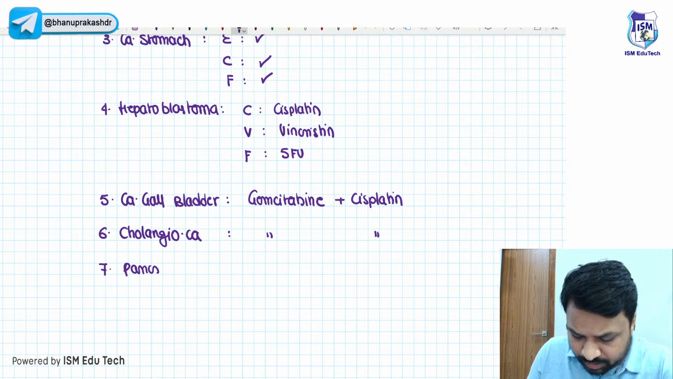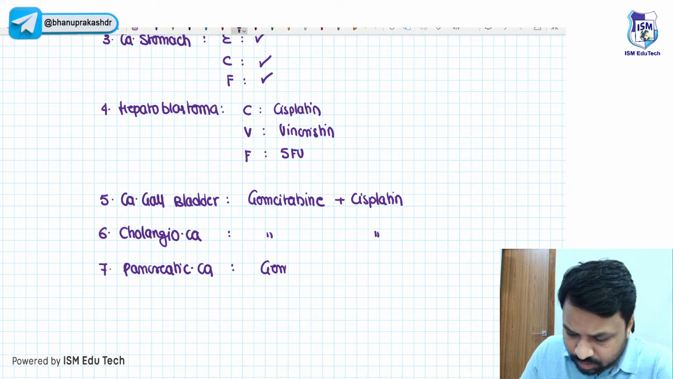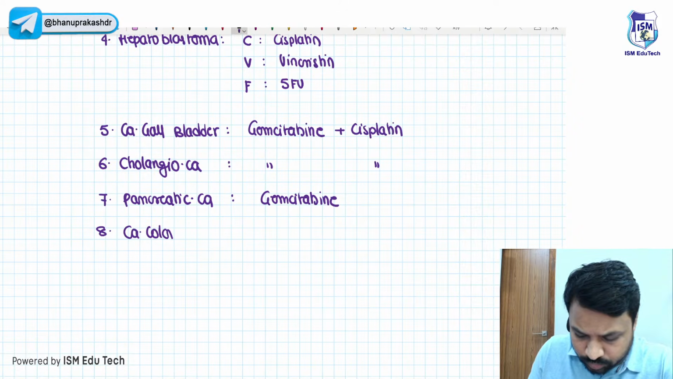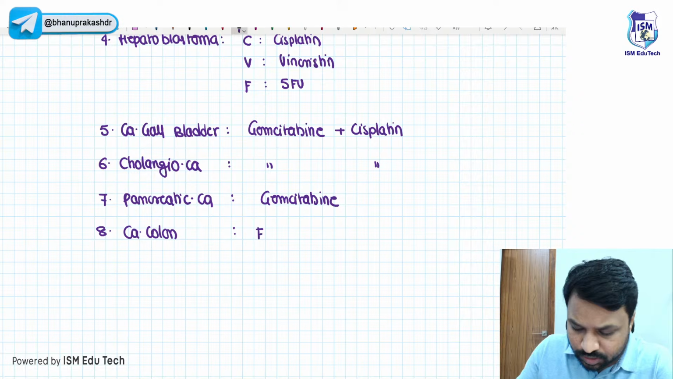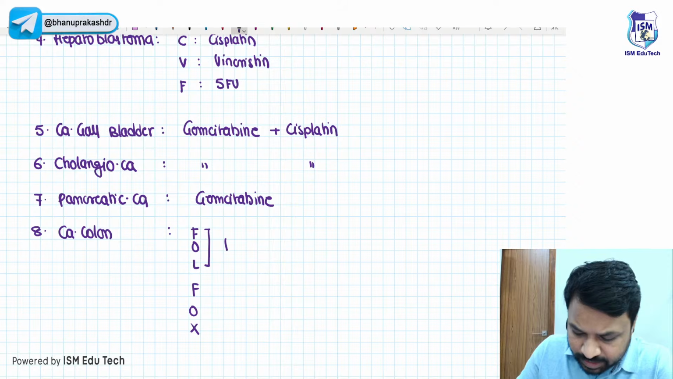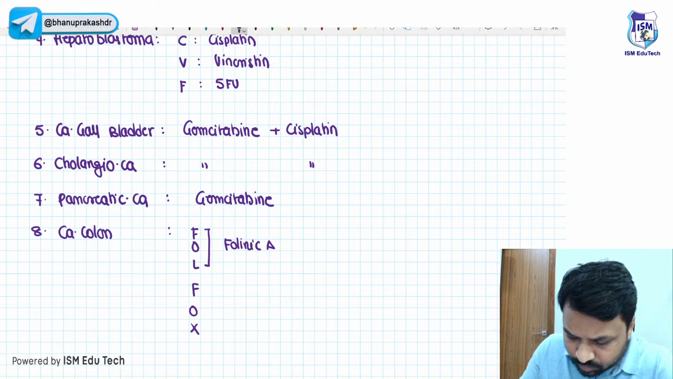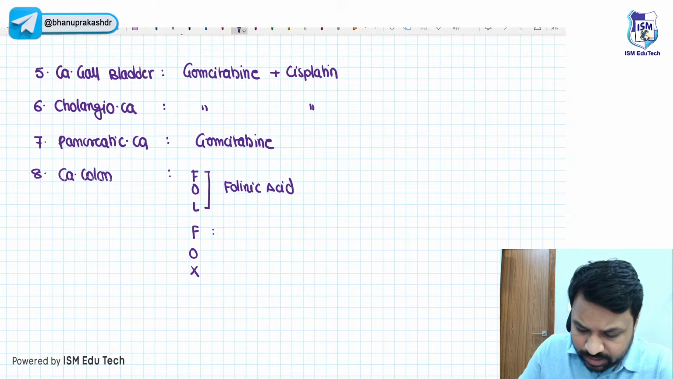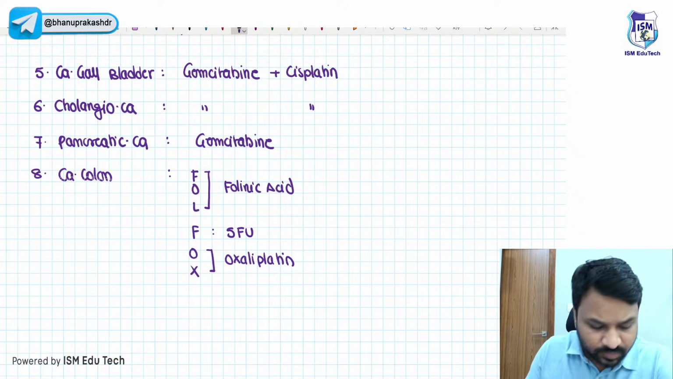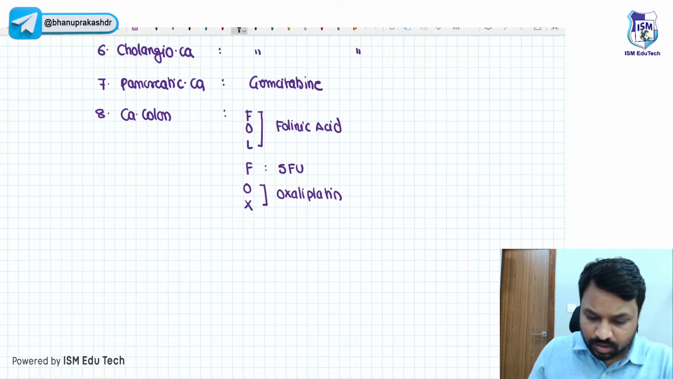For pancreatic cancer, it is gemcitabine. For cancer colon, we have FOLFOX. Fol stands for folinic acid, and Fox, F stands for 5-fluorouracil, and OX is oxaliplatin. That is oxaliplatin, right?